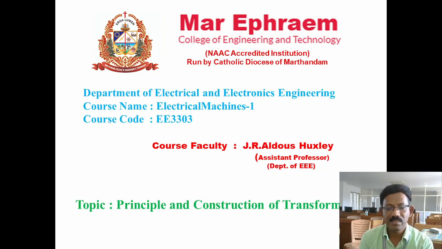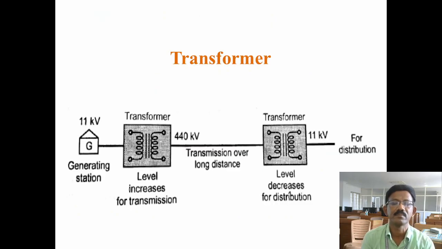So let us discuss the basic principle and construction of a transformer. A transformer is a static electrical device. It's a very essential static electrical device in the power system. Without a transformer, we can't transmit as well as distribute electrical energy. So this block diagram helps us to understand why a transformer is very much essential in the power system.